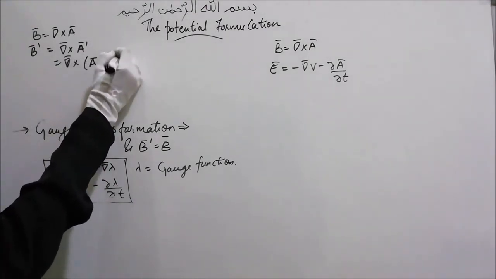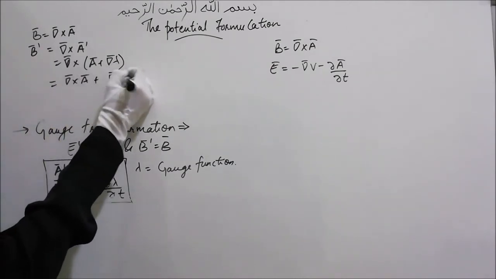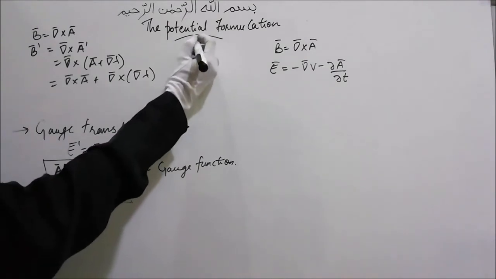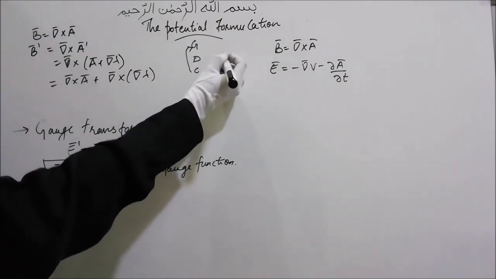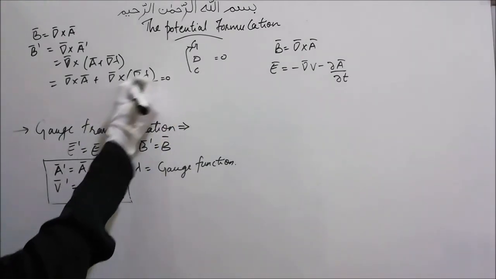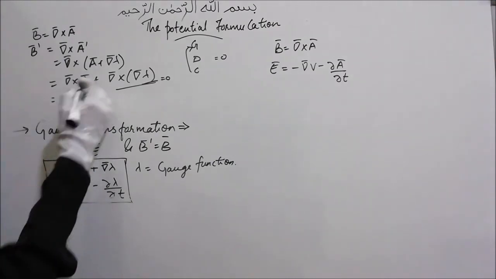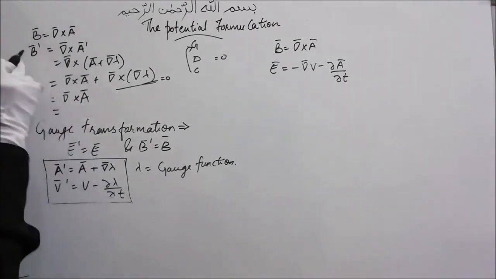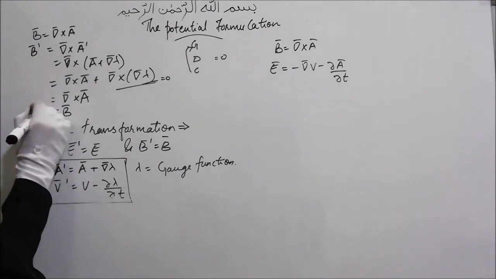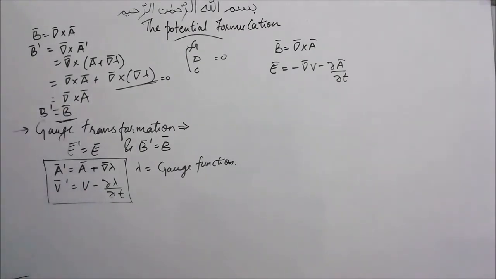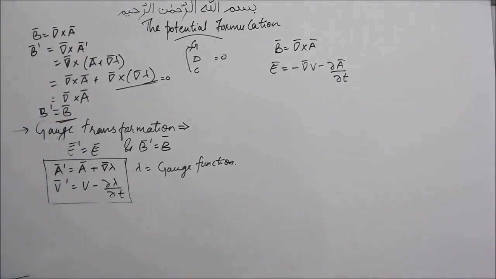Del cross A dash will be del cross of A plus del lambda, that will be del cross A plus del cross del lambda. That is the curl of a gradient, which we know is 0. So this term is equal to 0. We'll have only del cross A, and this B dash is equal to del cross A, and del cross A is nothing but B. So we get B dash is equal to B. So even when I changed A, the magnetic field B did not change.